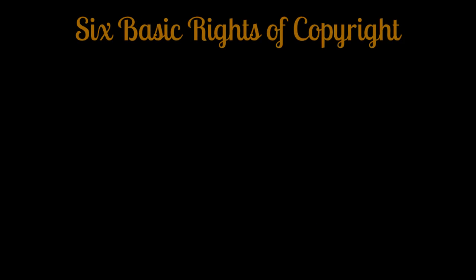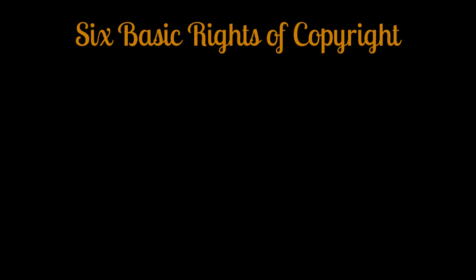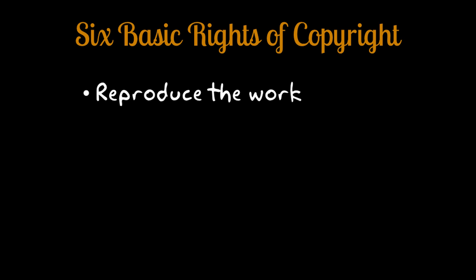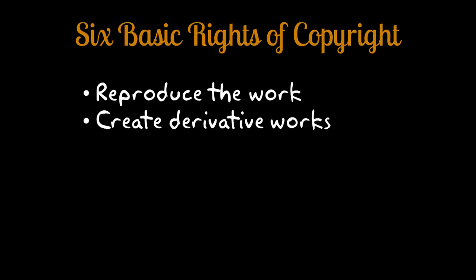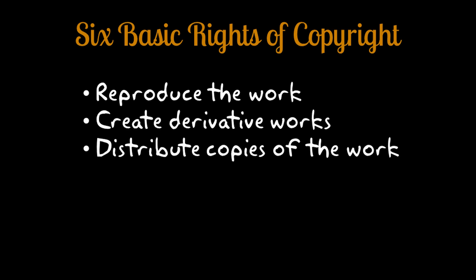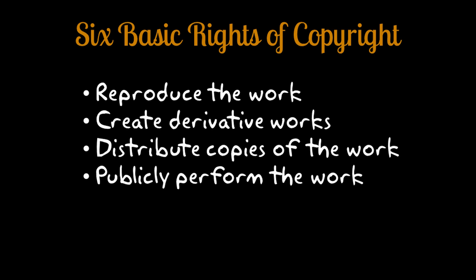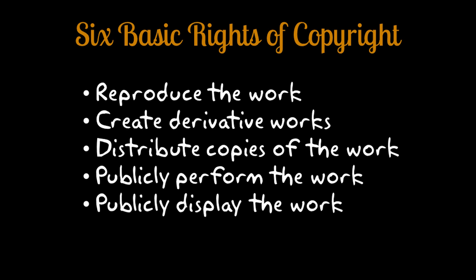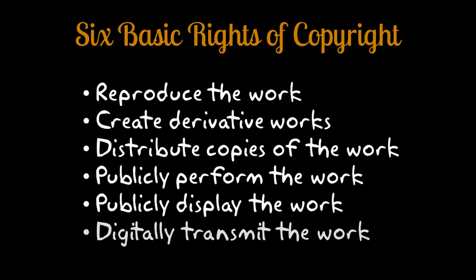I've mentioned that copyright includes a set of exclusive rights, but what exactly are these rights? Copyright gives an author 6 basic rights to their expression: the right to reproduce the work, the right to create derivative works using the original expression, the right to distribute copies of the work, the right to publicly perform the work, the right to publicly display the work, and the right to digitally transmit the work to others.